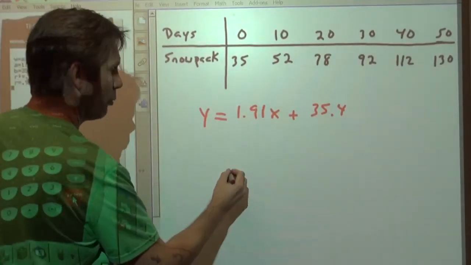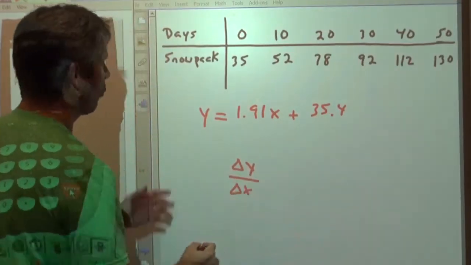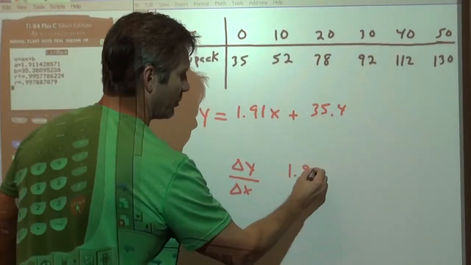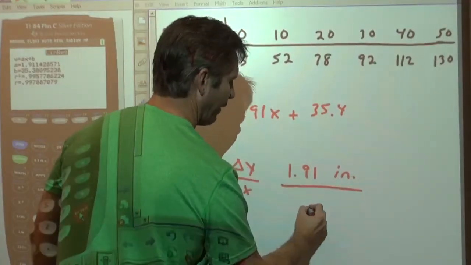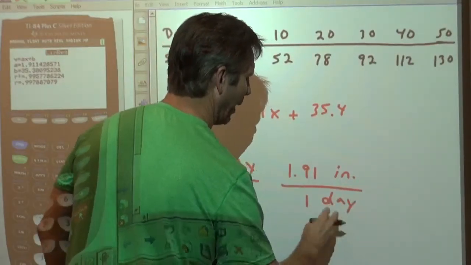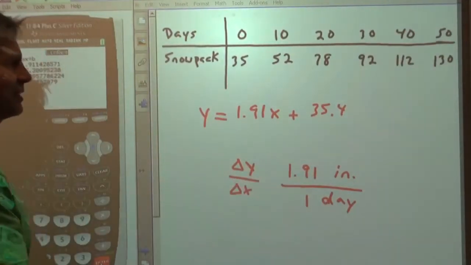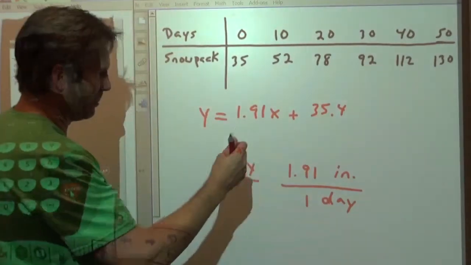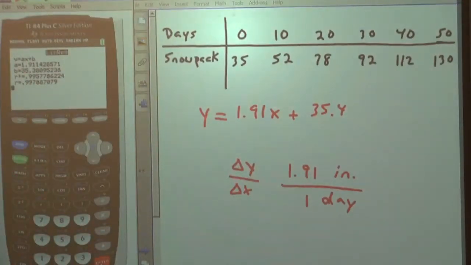Here's our slope. We remember that slope is the change in y over the change in x. Our y variable is snowpack in inches. So our slope says that we're getting 1.91 inches of snow for every 1 day we go past the 21st of December, past the beginning of winter. So the slope makes sense, and if you recall, my slope was 1.6, pretty bad when I did it by hand. This is accurate. This is the line of best fit, known as the least squares regression line.